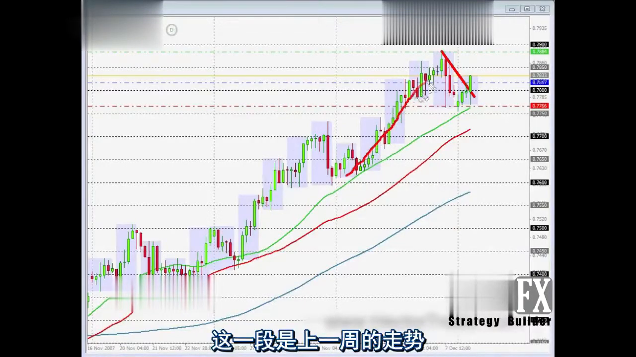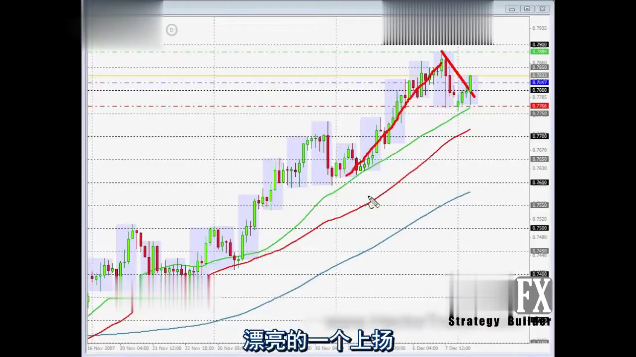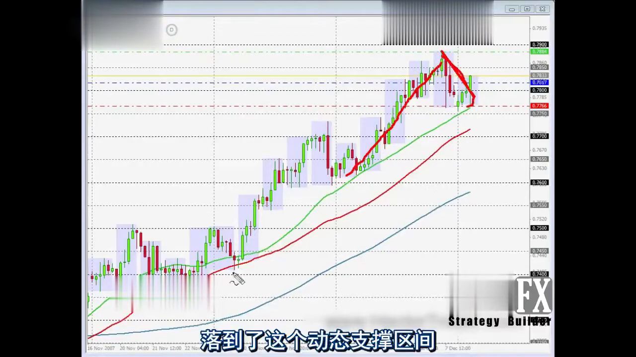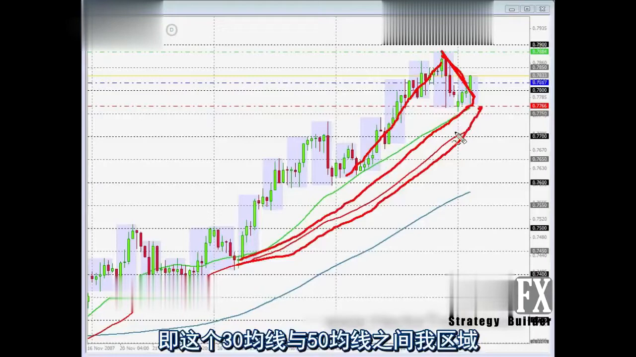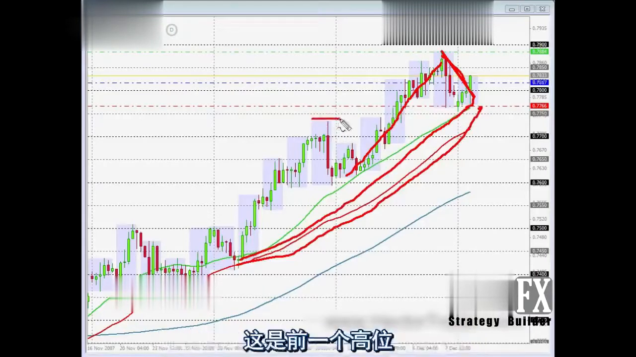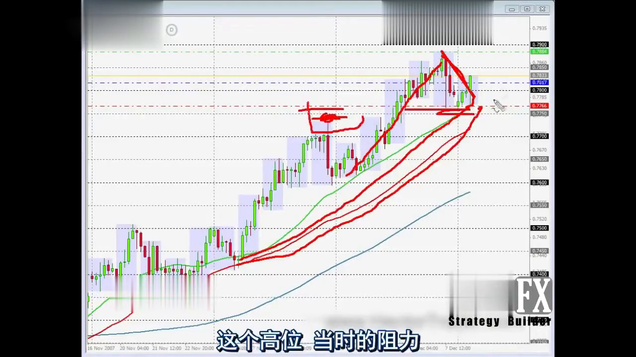This is what had been going on last week, a nice push up in the direction of the trend. Basically the New Zealand dollar was strengthening against the Canadian dollar. Then as of last Friday we saw a retracement back to former support levels. We have the dynamic area of support, which is the area between the 30 simple moving average and the 50. We have this previous swing high working as former resistance.